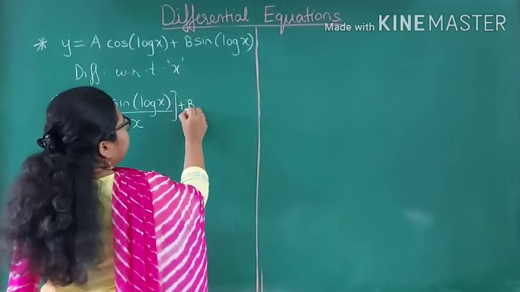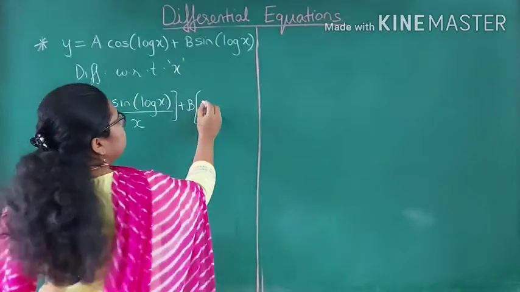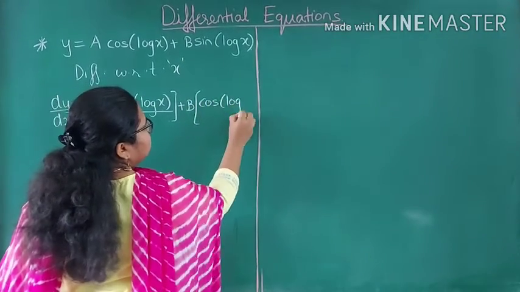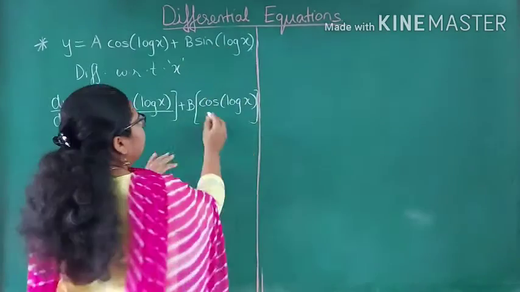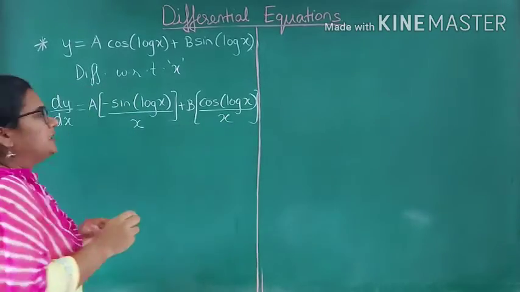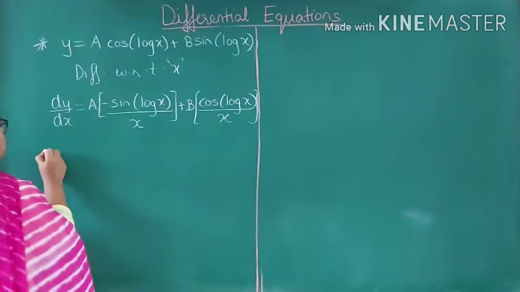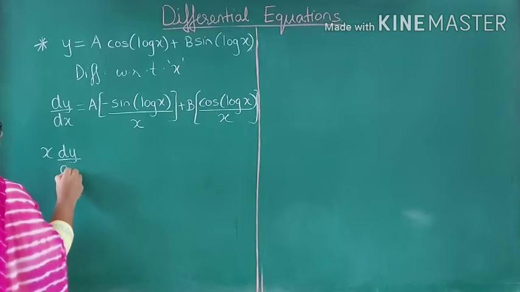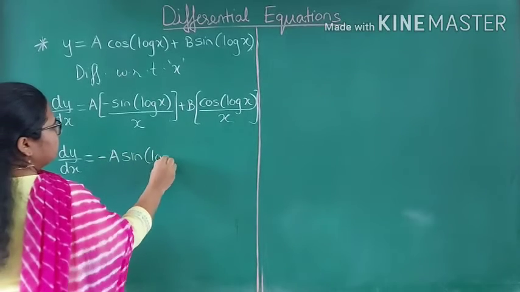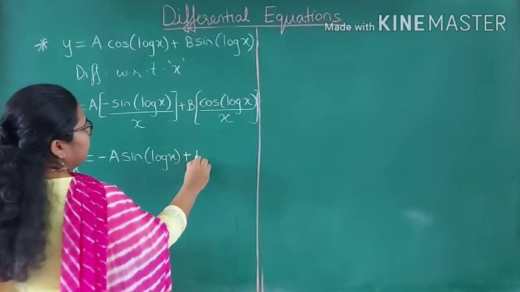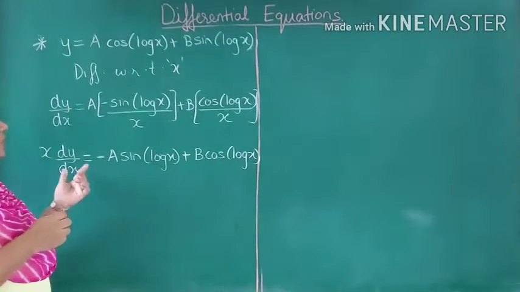Plus b into. Again we have to use the chain rule. Derivative of sin x is cos x. So this will become cos of log x upon derivative into derivative of log x. Derivative of log x is 1 upon x. Yes. So both the terms, denominator is x. So we will take x on the other side. So this will become x dy upon dx is equal to minus a sin of log x plus b cos of log x. Yes. So this becomes your equation.